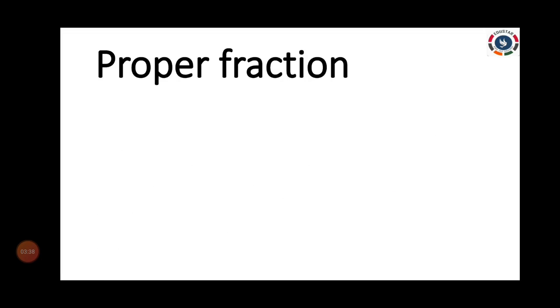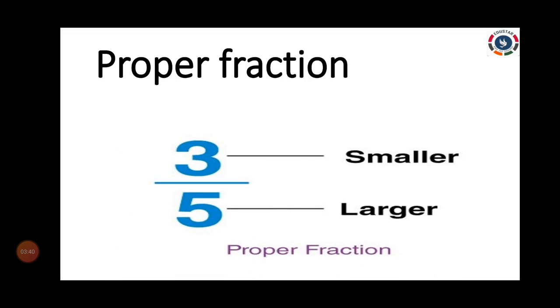Then proper fraction. Fractions that have the numerator smaller than the denominator. So numerator smaller than the denominator is called a proper fraction. The numerator is smaller and the denominators are bigger, larger, that is a proper fraction. The example given is 3 by 5.